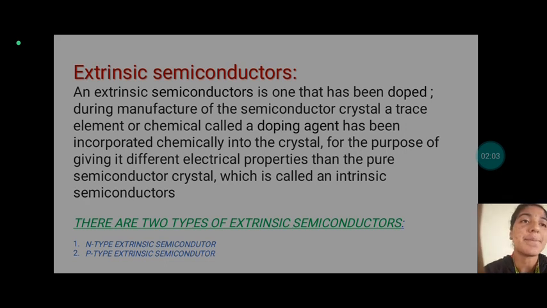Next, extrinsic semiconductors. This is one that has been doped: during manufacture of a semiconductor crystal, a trace element or chemical called a doping agent has been incorporated chemically into the crystal for the purpose of giving it different electrical properties than the pure semiconductor crystal, which is called an intrinsic semiconductor. There are two types of extrinsic semiconductors: N-type extrinsic semiconductor and P-type extrinsic semiconductor.